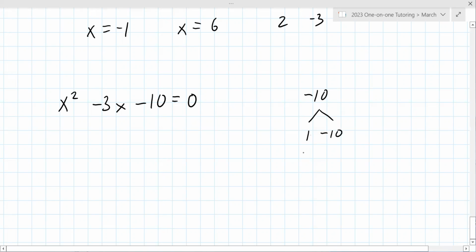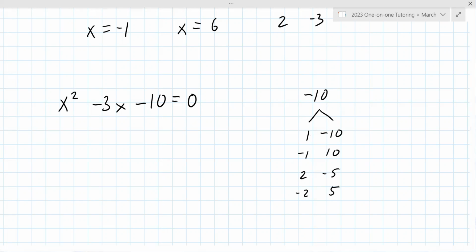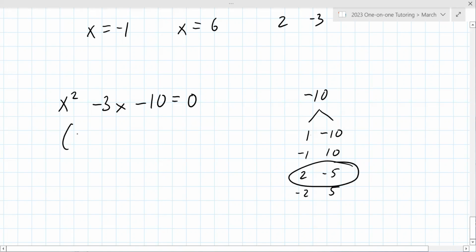Like 1 and -10, -1 and 10, 2 and -5, -2 and 5. Do any of those add to -3? Yes, 2 and -5 equal -3. So it becomes x plus 2, x minus 5 equals 0.